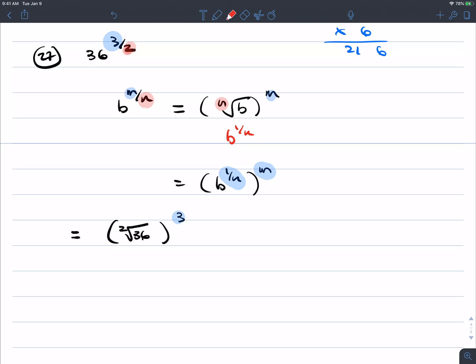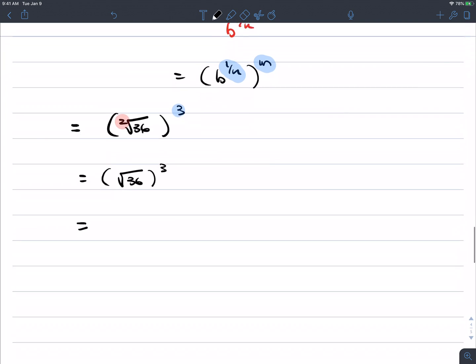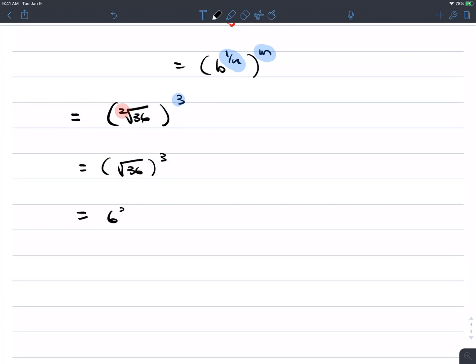Okay, so let's take a look at that. That's where your 2 goes. And so now we know, okay, I have to take the square root of 36 and then raise that to the 3rd power. What is the square root of 36? 6. This is 6 to the 3rd power. So to answer the question, this is 6 times 6 times 6, which is 36 times 6.